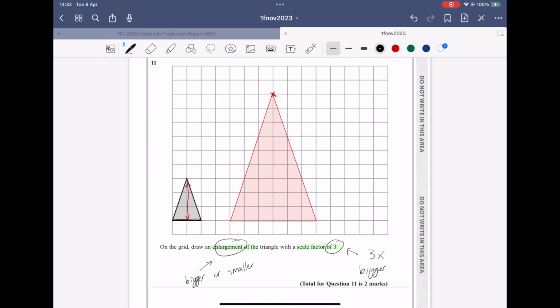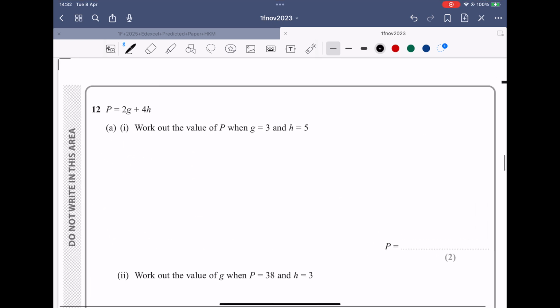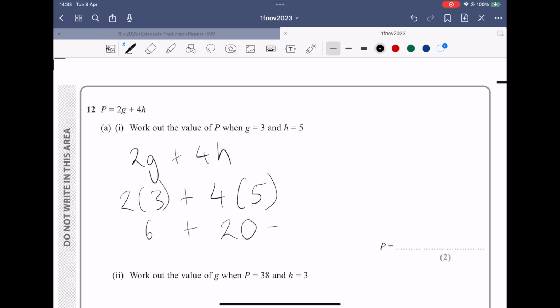Okay, next, so far this paper's been quite nice, I'll be honest. Okay, work out the value of P when G is 3 and H is 5. So this is substitution, we're replacing the letters with numbers. So 2G plus 4H, so 2 lots of 3 plus 4 lots of 5. I'm putting them in brackets so I don't end up just thinking it's 23 plus 45, because it's not. So 2 lots of 3 is 6, plus 4 lots of 5 is 20, so we should get 26.